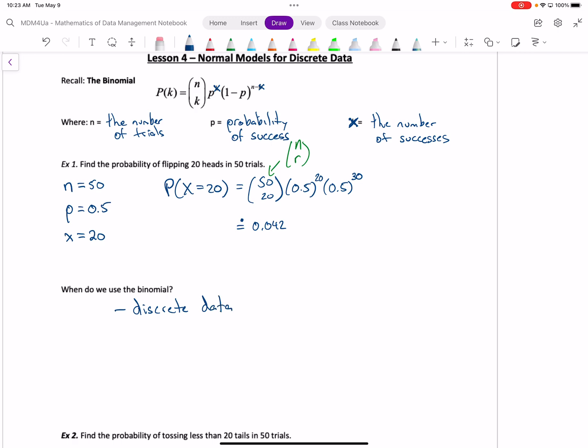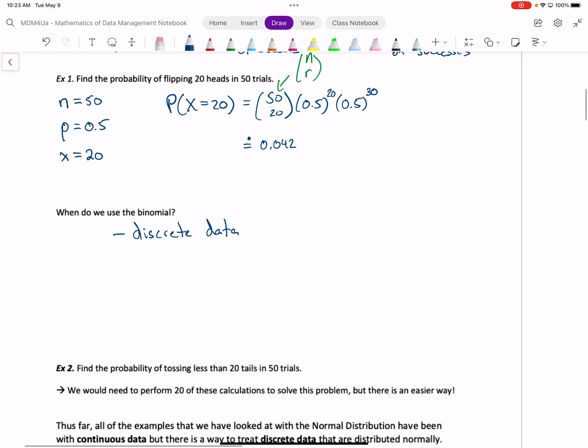Everything we've been doing with the normal distribution to this point has not been discrete data. There was one question in the homework a couple classes ago that talked about number of hot dogs or something, which would be discrete. Most of the time we're talking about heights and things like that, length and time. We use the binomial when you have discrete data and you know that there are multiple trials.